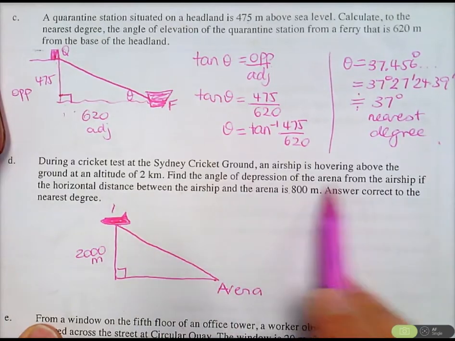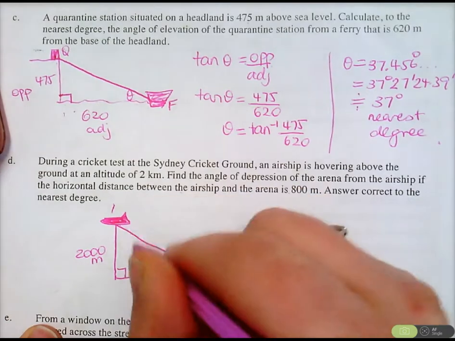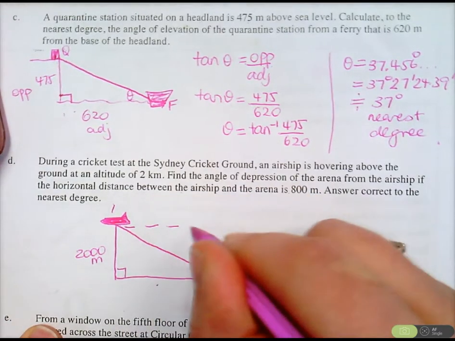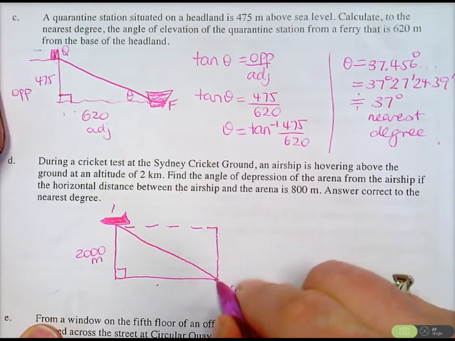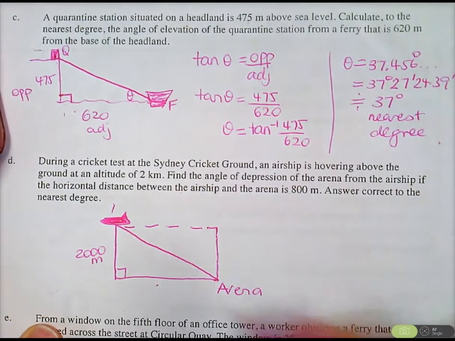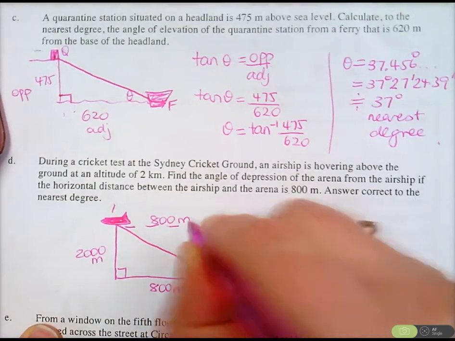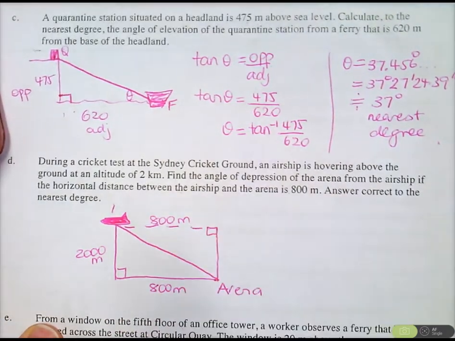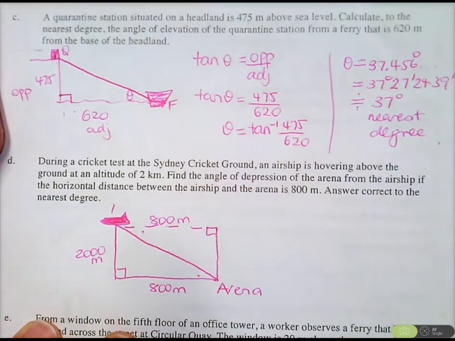Find the angle of depression of the arena from the airship if the horizontal distance. So girls, I can actually do it across here too if I want, the horizontal distance. So I can do 2 triangles if I want. Either that's 800 or this is 800. Girls, if I make this into a rectangle, I can do that. But where's the angle that I want? Is it the one up there or the one down here?